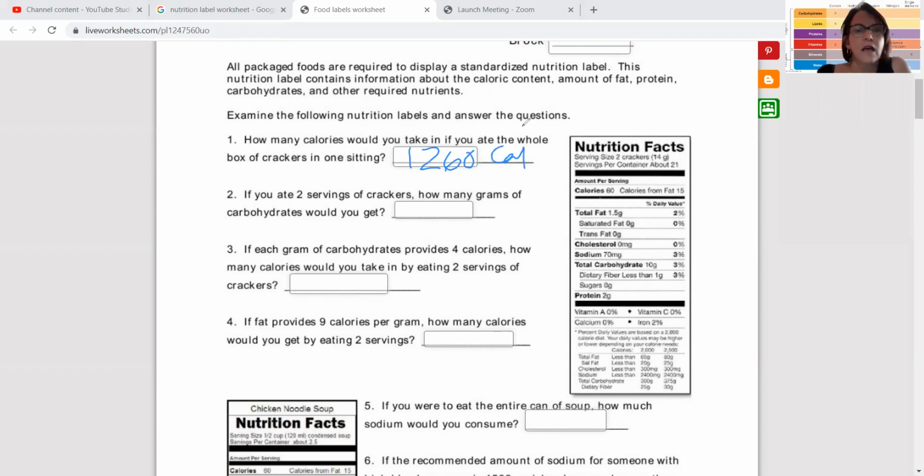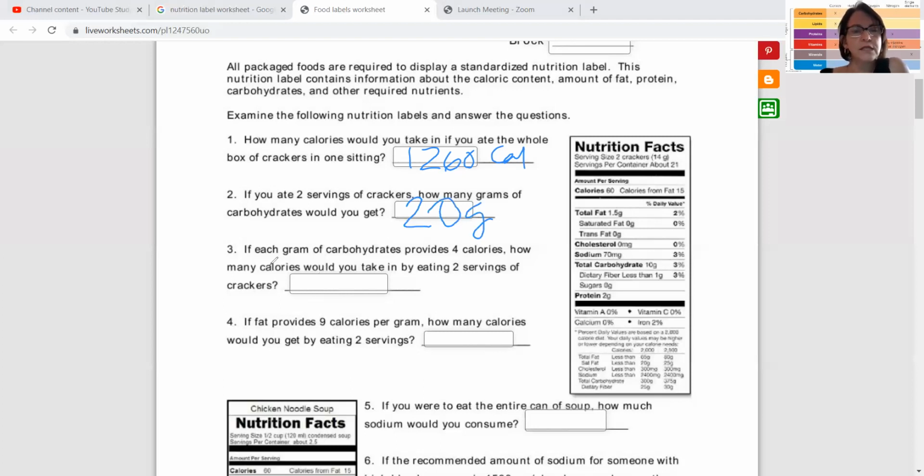Okay. The other question says, what happens if you eat 2 servings of crackers? How many grams of carbs would you get? I'm fine with grams because here in the labels, I always will find information about grams of carbs, fats, and protein. So I will find grams of carbs, 10 grams. And then in 2 servings will be 10 times 2. So it's 20 grams.